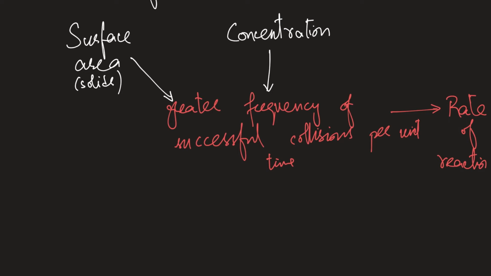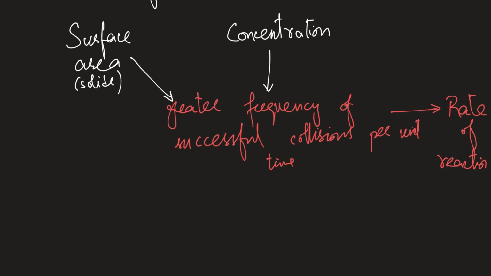So that means there's a greater frequency of successful collisions per unit time, leading us to a greater rate of reaction. So for example, if you use acids in a reaction and you have one acid that is concentrated and one acid that is dilute, the concentrated one will obviously have more particles in the same volume of solution, which means that they will collide more and they will also give us greater frequency of successful collision per unit time.